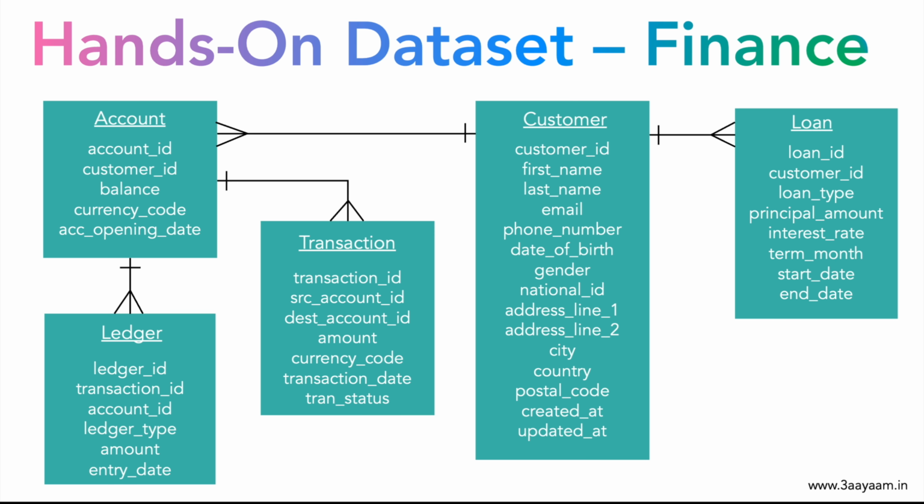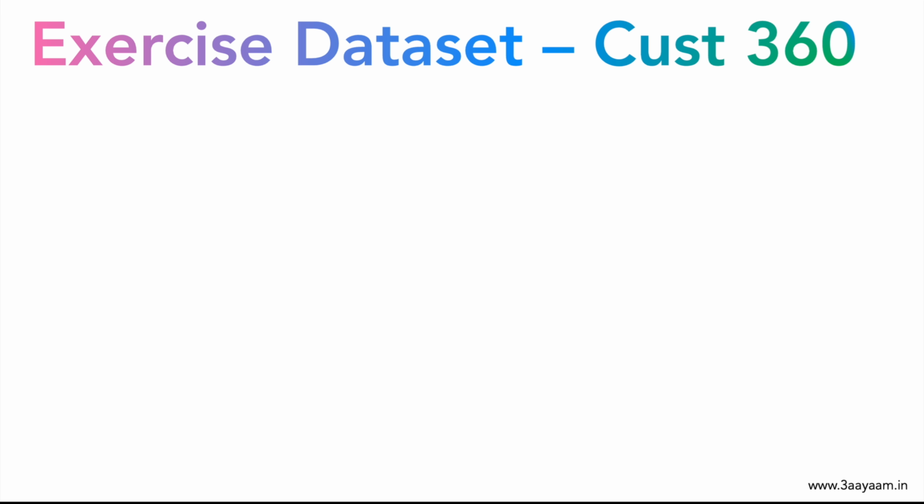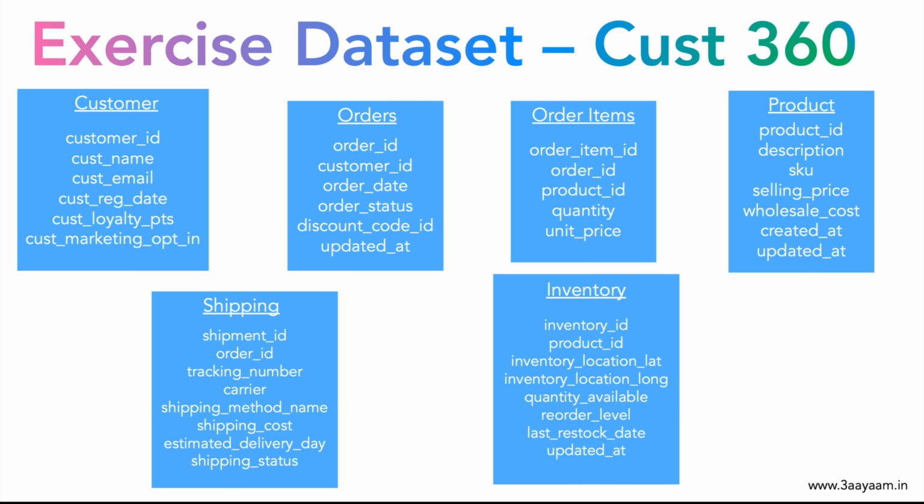Now, after the hands-on lab is done, there would be exercises also. So the exercise dataset would be using the customer 360 dataset. And these are the tables. There are 6 tables: customer, orders, order items, products, inventory, shipping. And these are the relationships between the tables.